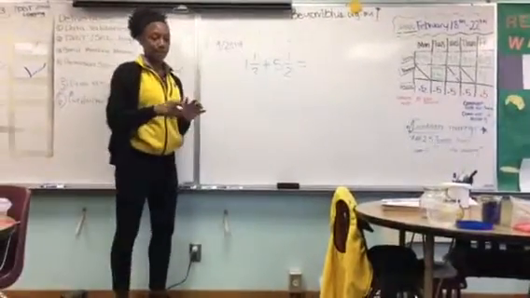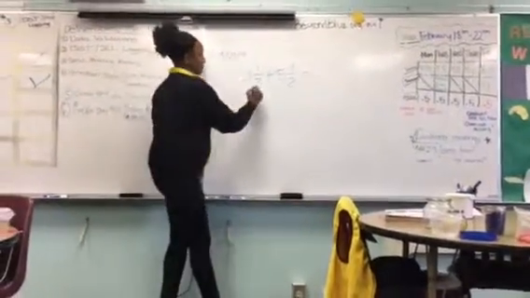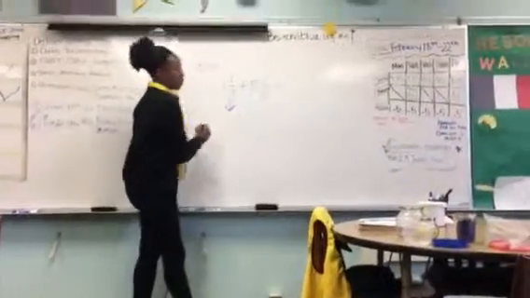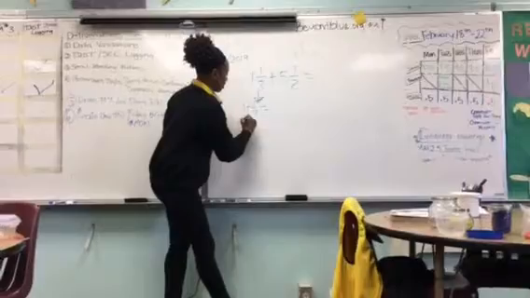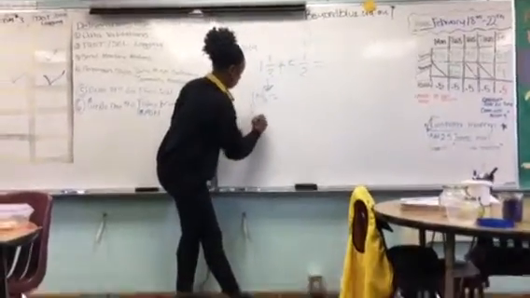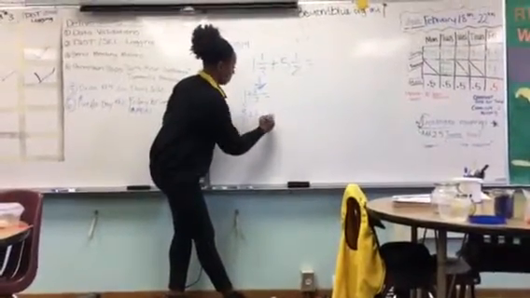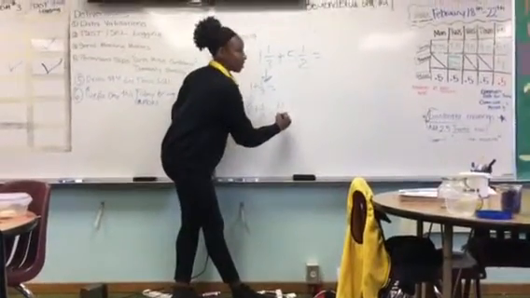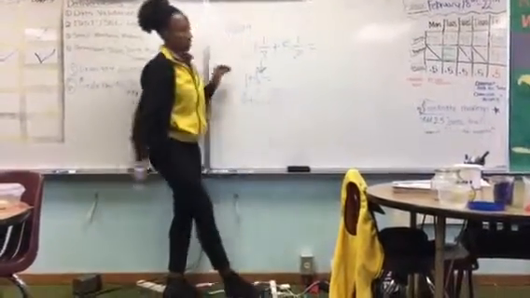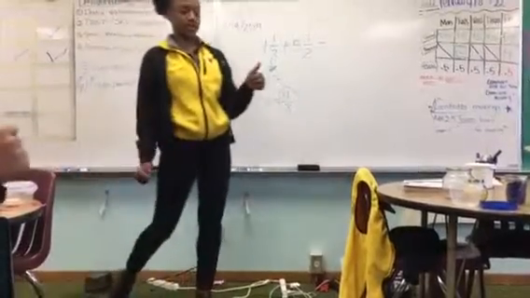What's the first step? Decompose. What are we going to change 1 1/3 to? 1 plus 1/3. And the 1 changes to? 3 over 3. Plus 1/3. Very good. And 3 plus 1 is? 4. Over? 3. This is our new fraction. Does that make sense? Thumbs up if that makes sense.